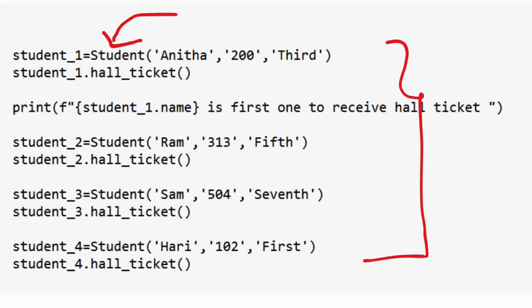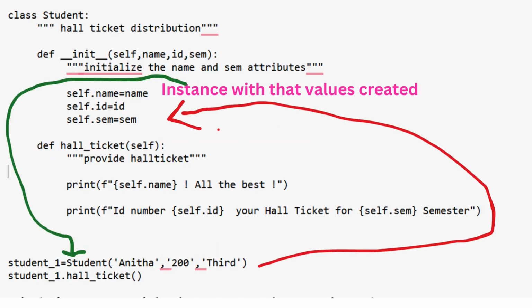So these values Anita, 200 and third will be fixed to all those values. So once this call occurs, what happens? This init method will create that object. Okay. And here the self.name value will be Anita. Self.id, the value will be fixed with 200. The self.sem value will be fixed with third. Fine. After creating that instance, it is returned and it is assigned to this variable name student1.